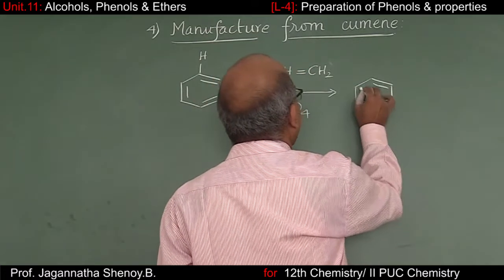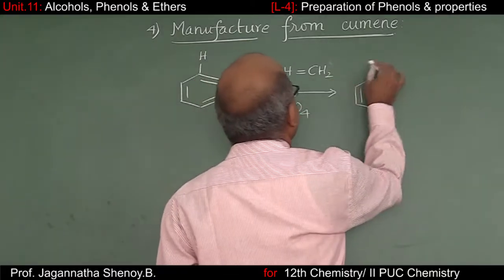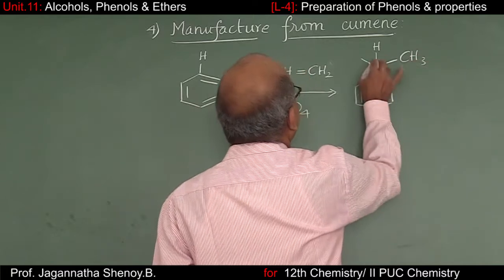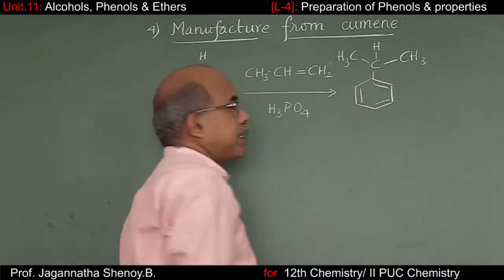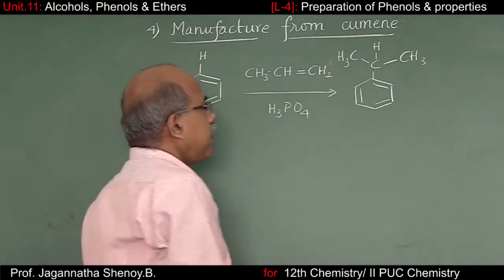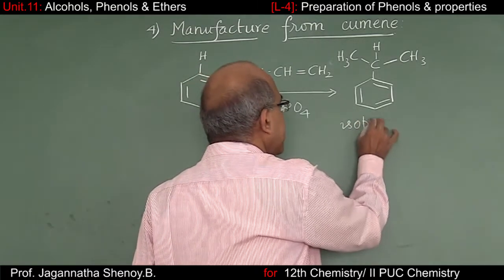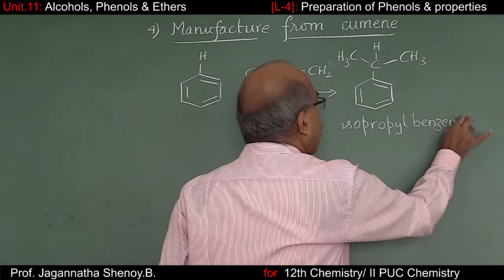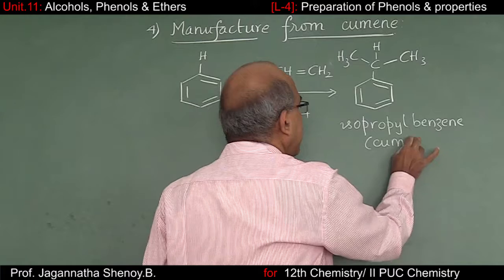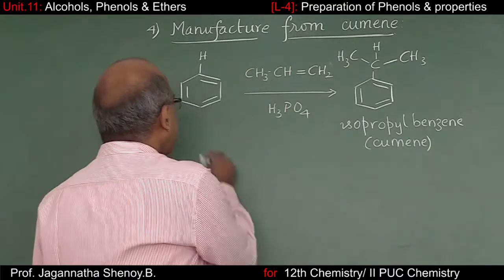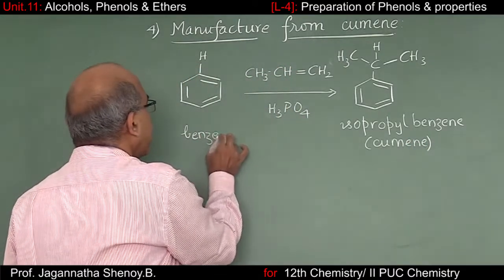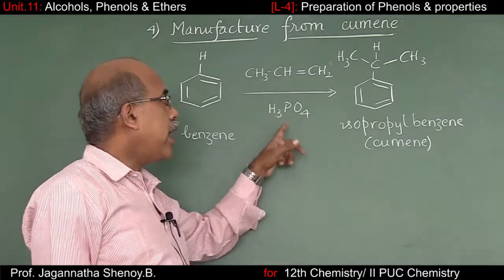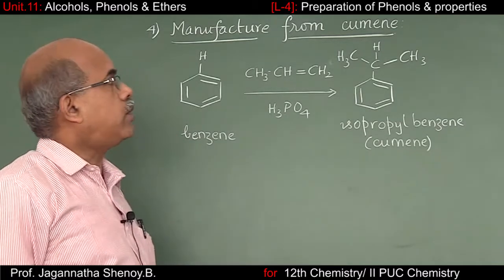You have a benzene ring like this, and then you have CH here, and thereafter here you will have CH3, and here we have CH3. The name of this compound is isopropyl benzene, and this isopropyl benzene is also called cumene. In other words, in step number 1, we have converted benzene into cumene using Friedel-Crafts alkylation, where we make use of propene in the presence of H3PO4.